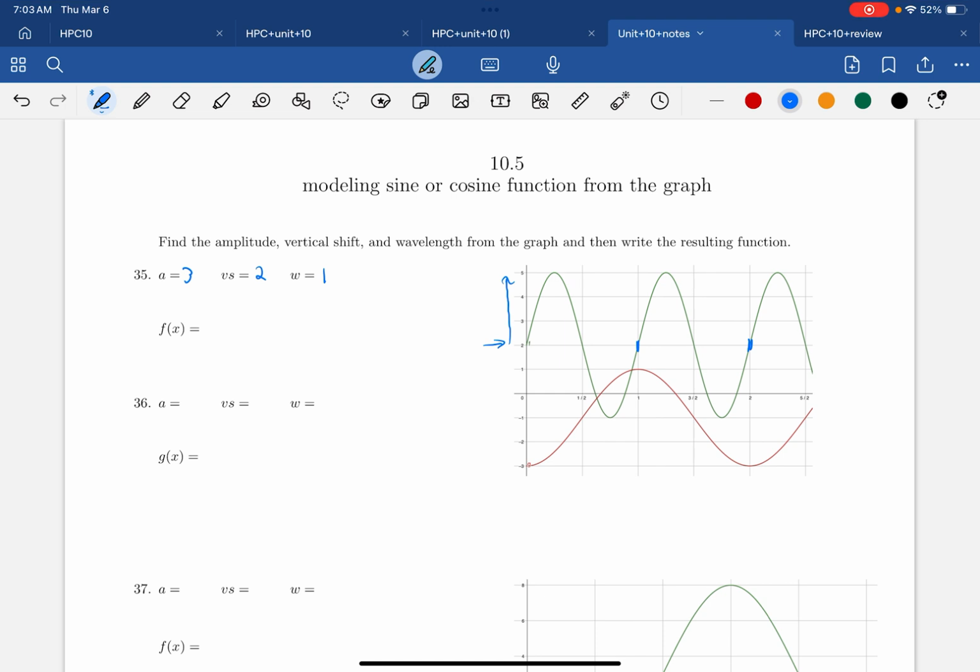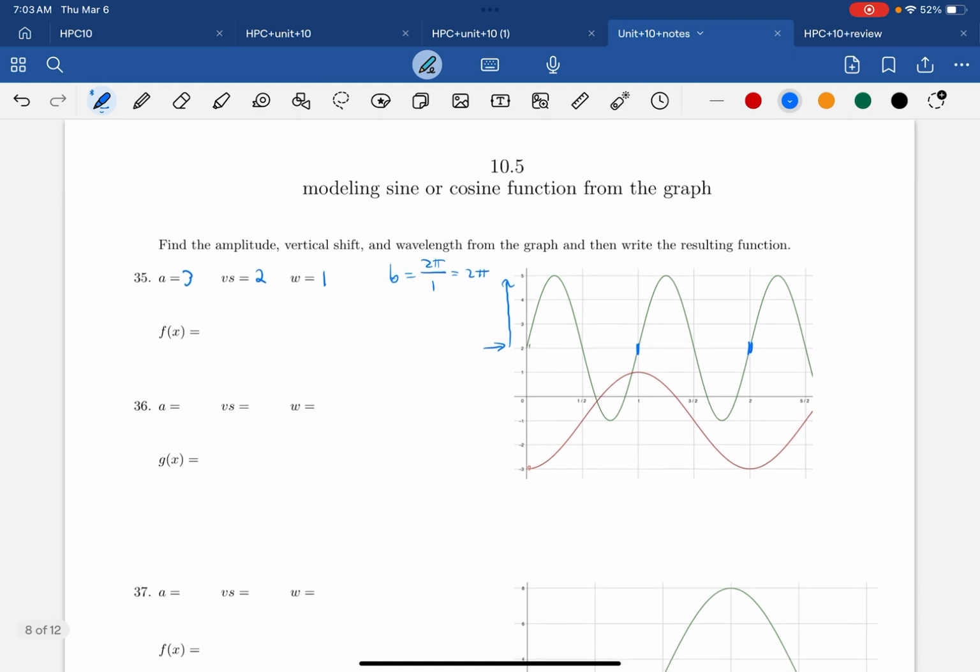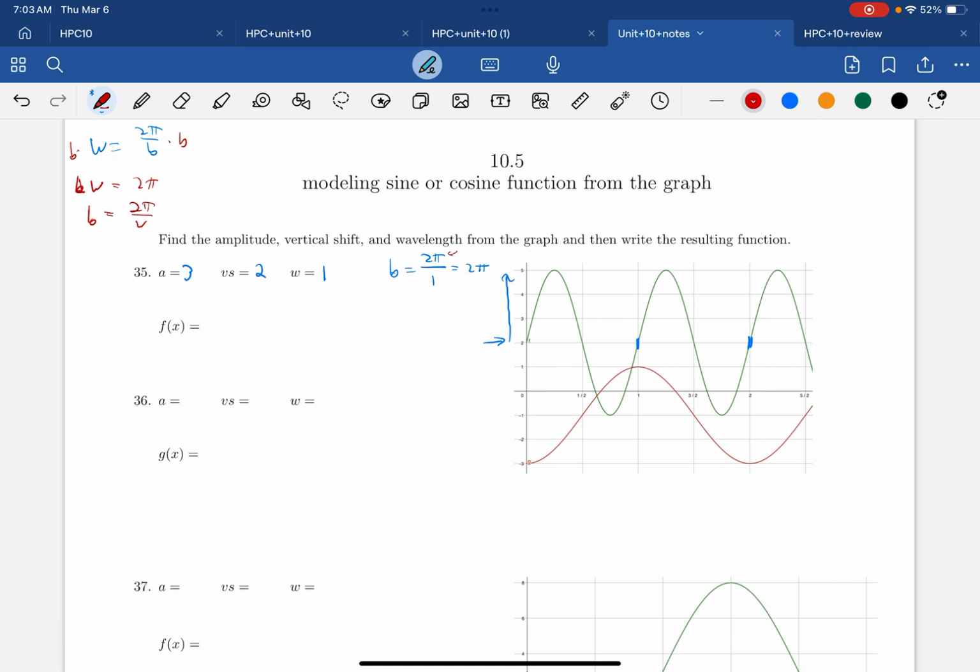By the way, if the wavelength is 1, then B equals 2 pi over the wavelength, or 2 pi. I'm going to prove that real quick. We said before that the wavelength equals 2 pi over B. Just multiply both sides by B, and then we have BW equals 2 pi. Then divide both sides by W. So B equals 2 pi over W. So just take 2 pi, divide it by whatever your W is, and you'll get your B.